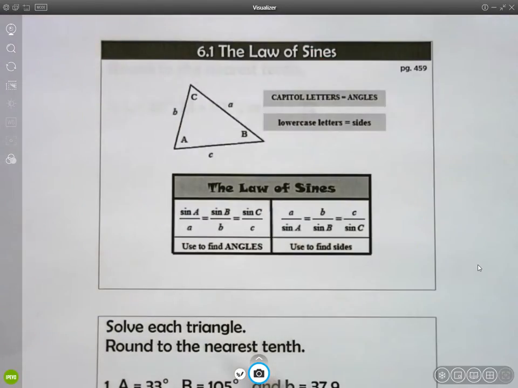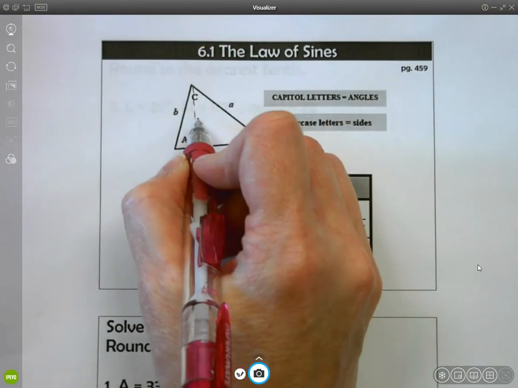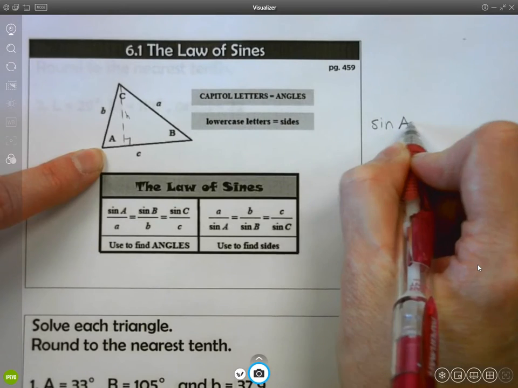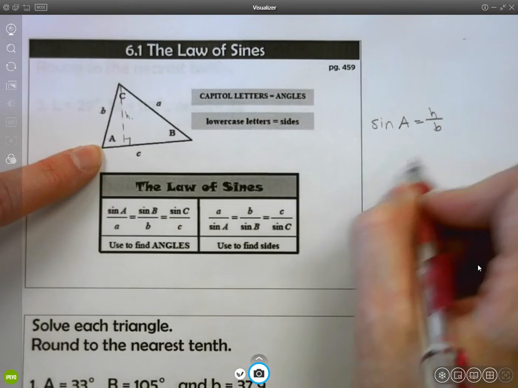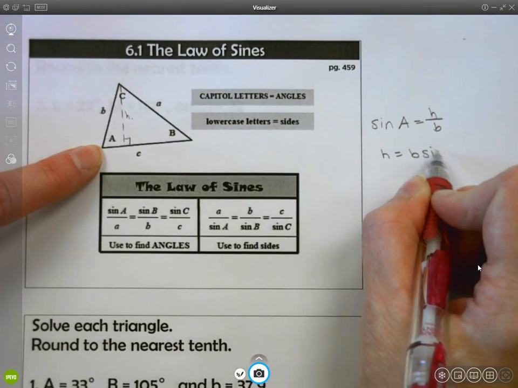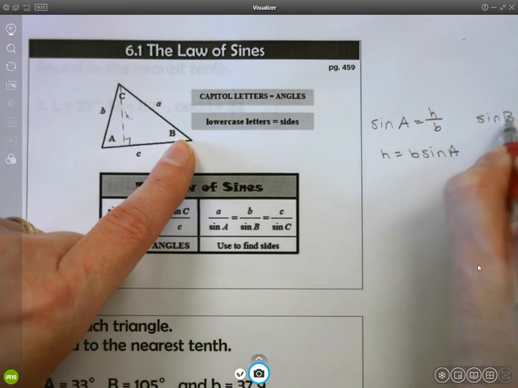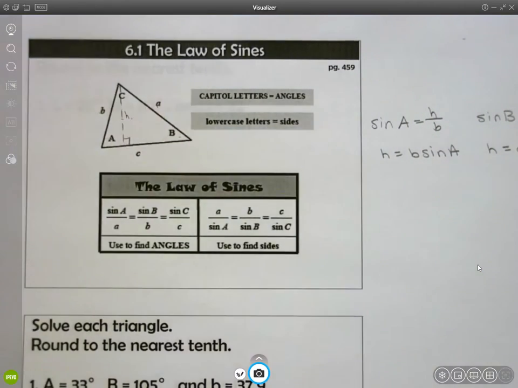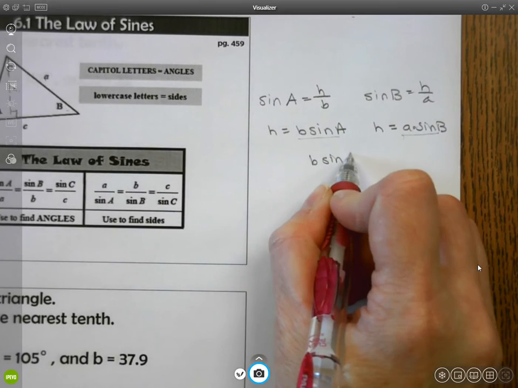If you take any non-right triangle and you drop an altitude down, so a height, if I label this H, and I say sine of A, so sine of angle A from this little right triangle right here, sine of this angle would be H over B, which means that the height of the triangle would be B times the sine of A. Well, if I go from this angle, I could say that sine of angle B is H over A. So we would get that the height of the triangle is A times sine of B. And then if you have the height equal to this and the height equal to this, then you can say those two things are equal to each other.